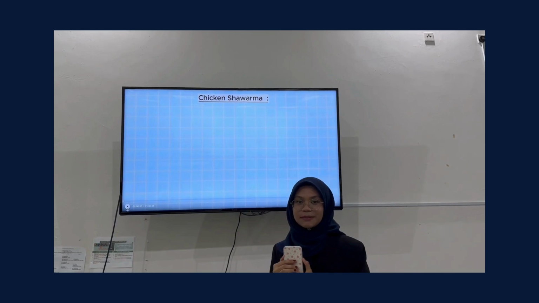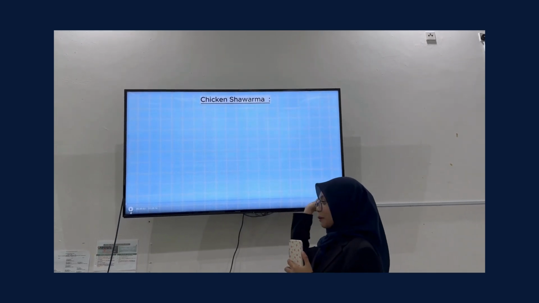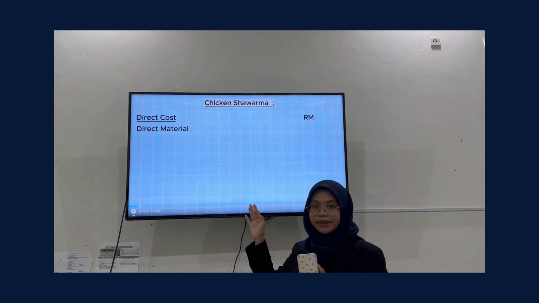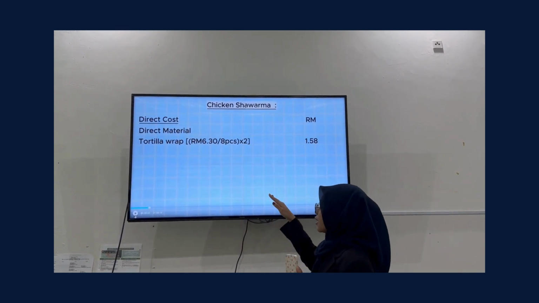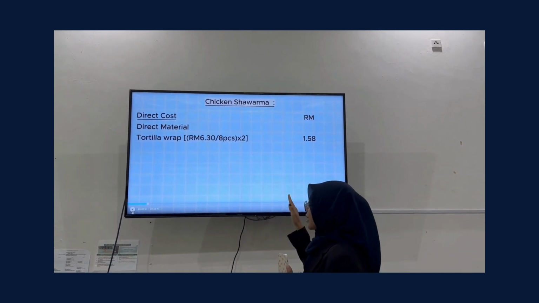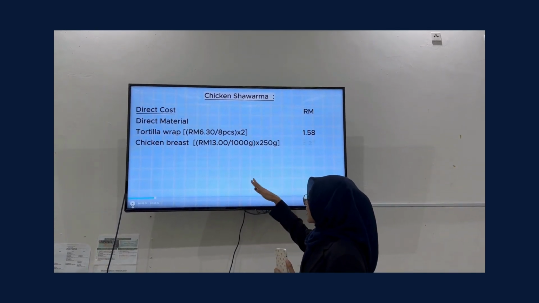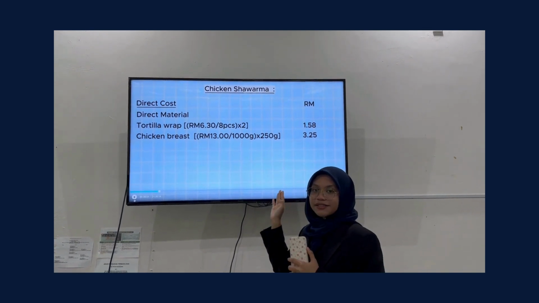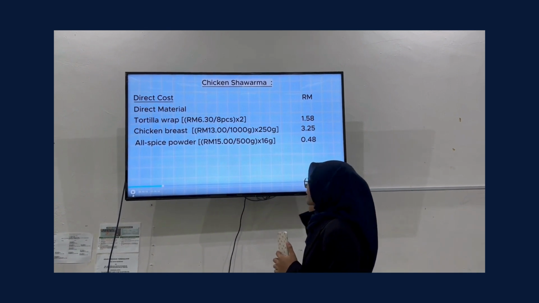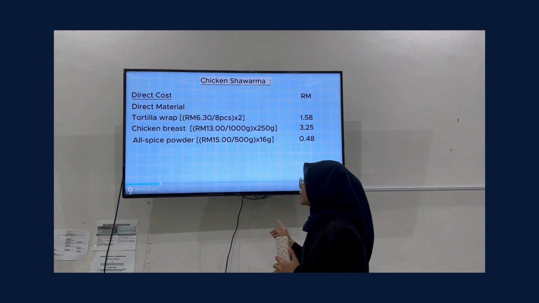Next, we'll talk about the job cost card for chicken shawarma. First, the direct cost, which involves the direct material. The first material is tortilla wrap, which costs RM1.58 for one product. Second, chicken breast, which costs RM3.25. And the third is allspice powder, which costs 48 cents for one product.